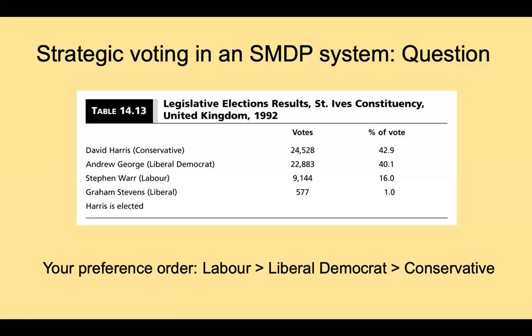should be, well, the Conservatives are my third preference. The Liberal Democrats are my second preference. The Liberal Democrats and the Conservatives are the only two preferences of mine that are competitive and likely to win. And so therefore I should vote for the top preference of mine that's likely to win, and that's the Liberal Democrat.